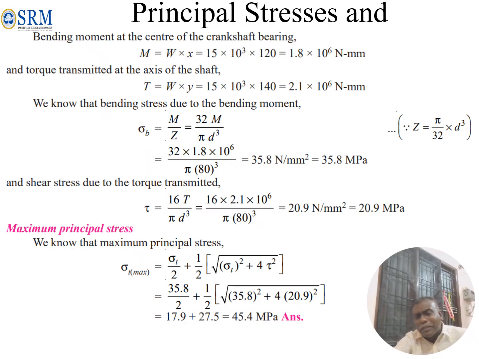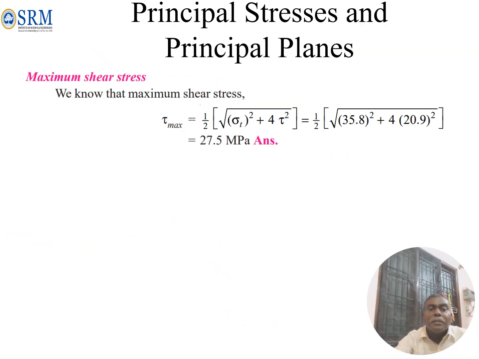Once you calculate the basic parameters, you go to the maximum principal, minimum principal, then shear stress. We repeat the same procedure as in the previous problem, one more time. So the maximum principal sigma t is already known, this value 35.8, the tensile stress. Then tau is 20.9. By putting in these values, you get the maximum principal stress as 45.4. Then next is the maximum shear stress.